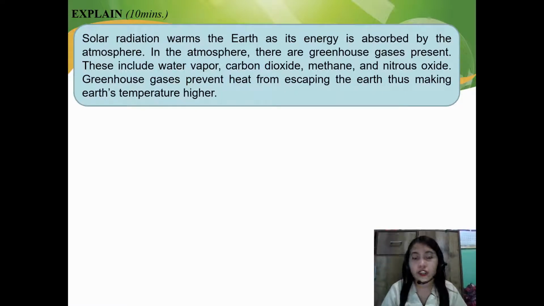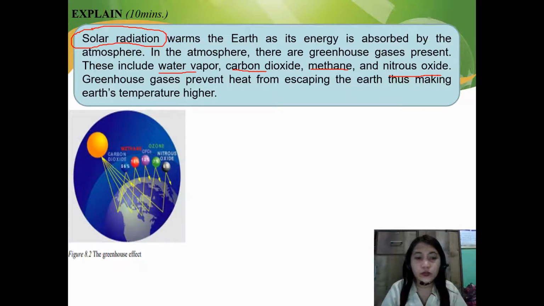Okay, for further discussion, solar radiation warms the Earth as its energy is absorbed by the atmosphere. Again, where is this solar radiation coming from? Very good, it's from the sun. In the atmosphere, there are greenhouse gases present. These include water vapor, carbon dioxide, methane, and nitrous oxide. These are examples of greenhouse gases. These greenhouse gases prevent heat from escaping the Earth, thus making Earth's temperature higher, just like in the activity.